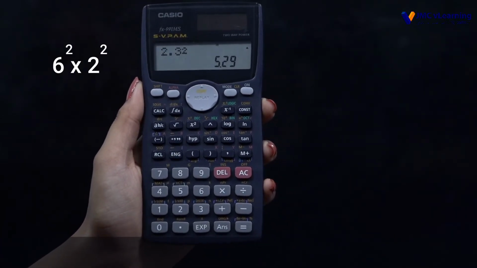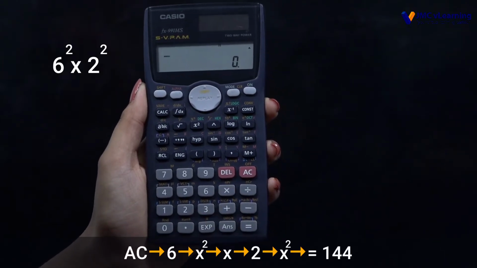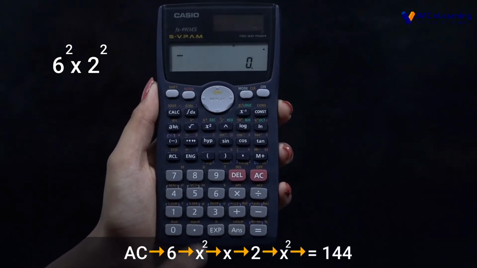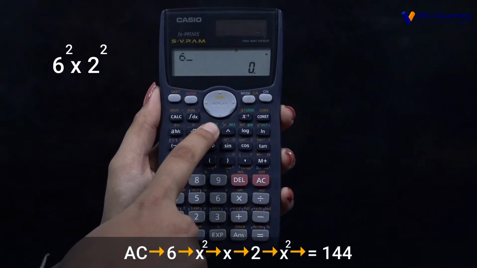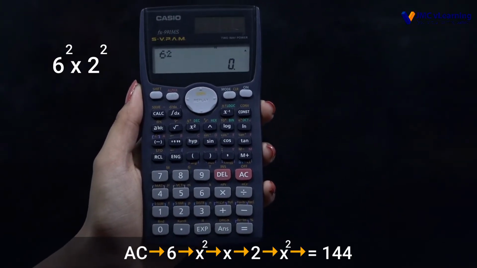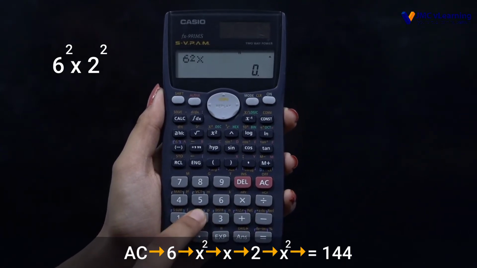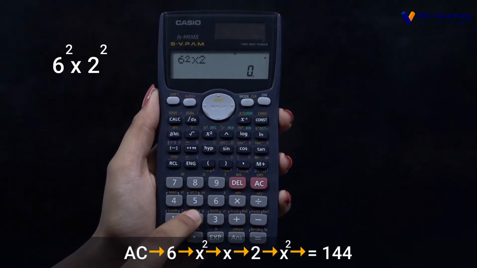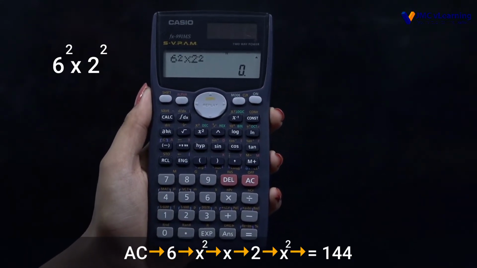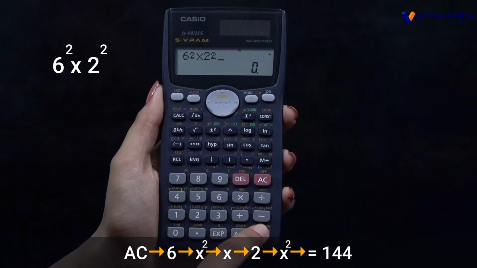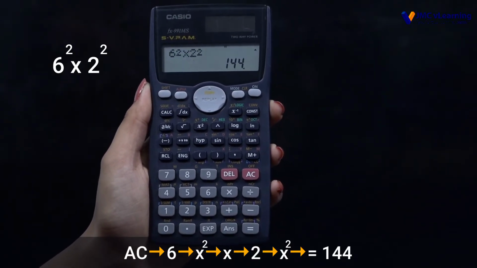Third example is 6 squared multiply 2 squared. To take the answer of this sum, first you have to press the AC on button, then 6. To take 6 squared, you have to press the x squared key, then the multiply key, then 2. Let's take 2 squared. For that you have to press the x squared key. Let's take the answer, press the result key. The answer is 144.